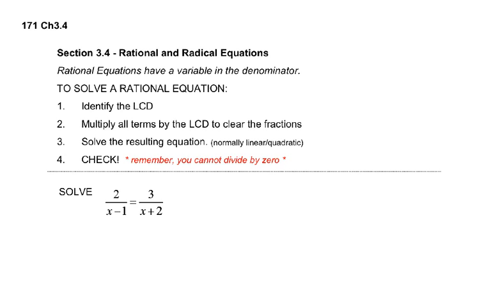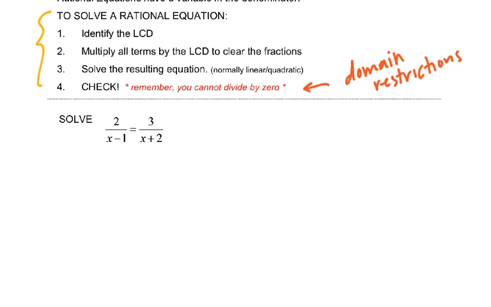The first thing we need to do, we have these steps. We identify the LCD. Then we're going to multiply all terms by the LCD, the least common denominator, to clear the fractions. And then we'll solve the resulting equation. And then we have to remember to check, because you can't divide by 0. So we might have some domain restrictions. Okay? So we'll run through this. We'll do a couple problems, and then we'll talk about radical equations.